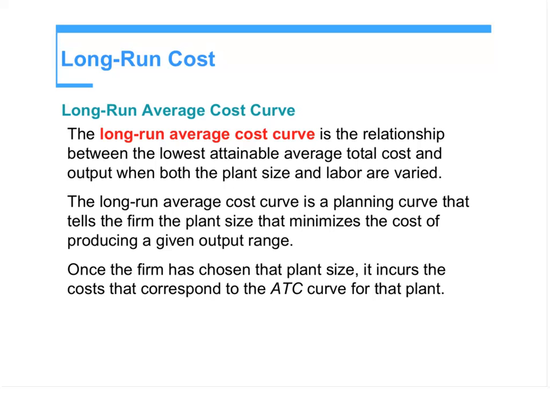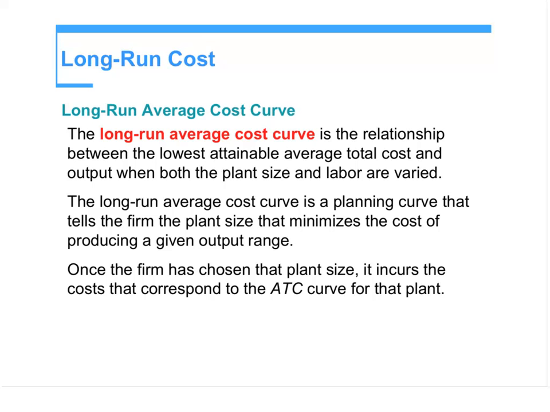And then we said when the capital can be changed and the labor can be changed, what our long-run cost curve should show us is the most reasonable and lowest attainable average cost using all our varied resources, which is labor and the plant size. So the long-run average cost curve is a planning curve that tells the firm the plant size that minimizes the cost of producing at any given output rate.